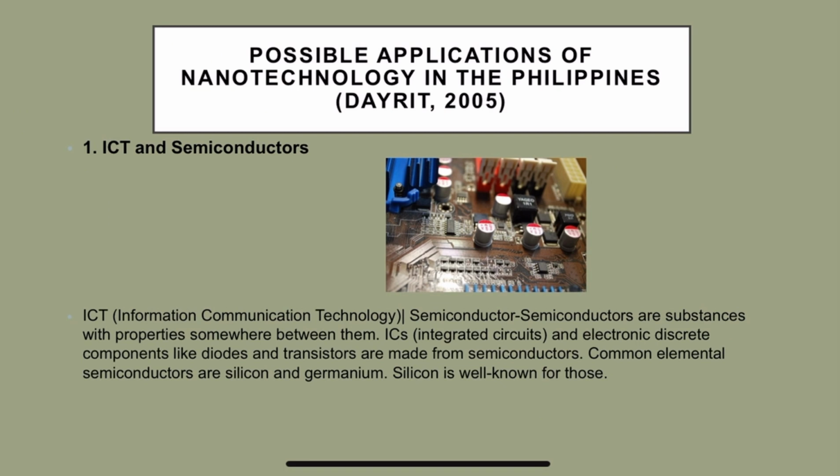So, saan nga ba nakikita ang semiconductor? So, natatagpuan nga ito sa mga halos lahat ng electronic devices natin. Yung silicon na example ng semiconductors, ginagamit ito sa computer or anumang electronic devices. And ito yung kinoconsidered na best semiconductor.